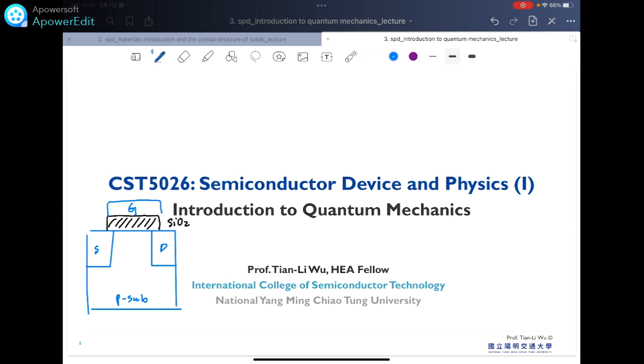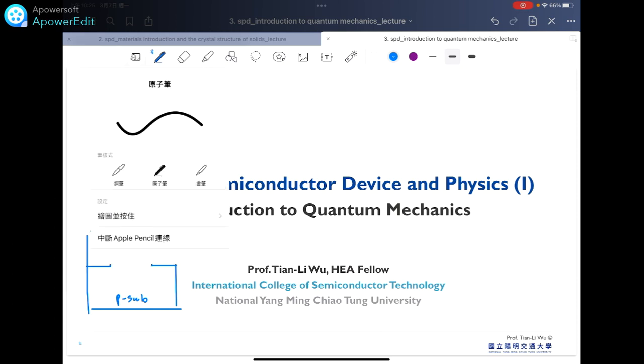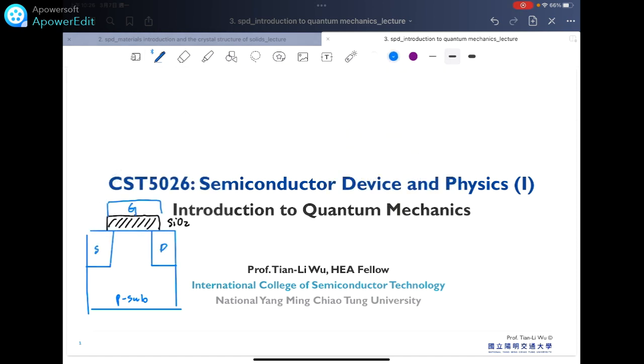Okay, so as we already briefly explained the operation principle for the MOSFET, the ideal case is that we apply the gate bias. We put the source as grounded, and we put the drain voltage as a small value, for example, 1 volt here. And we apply the gate bias.